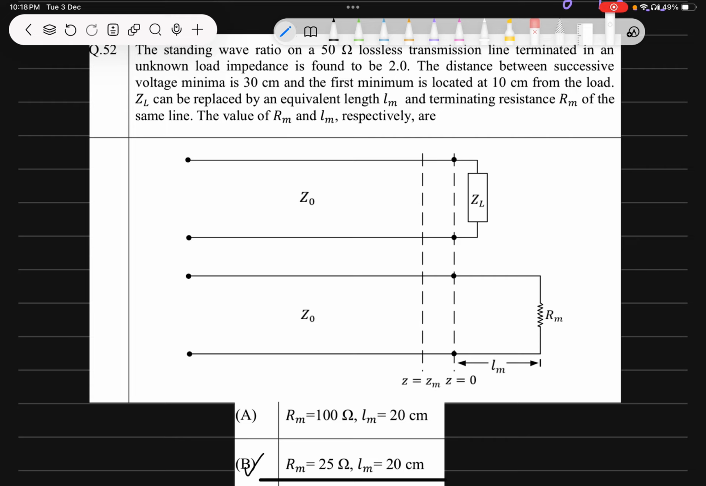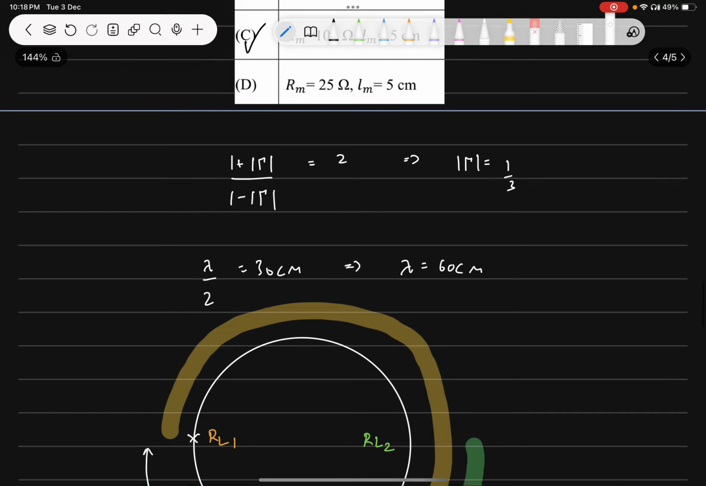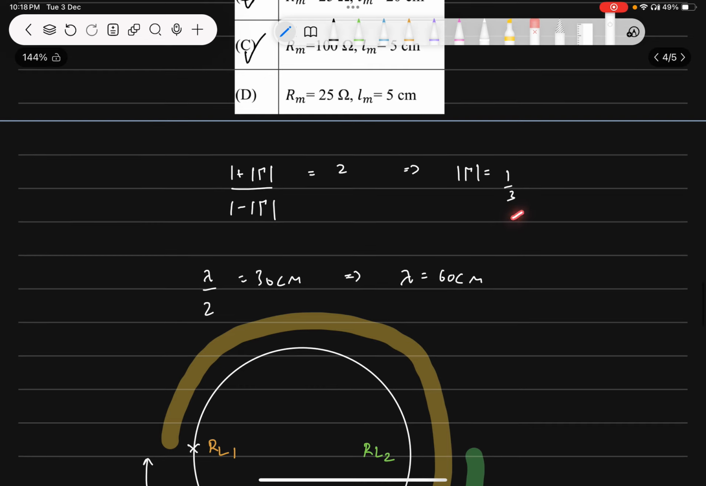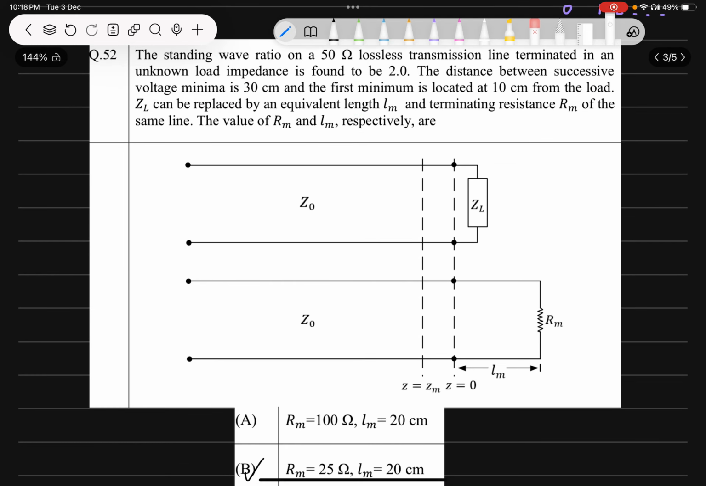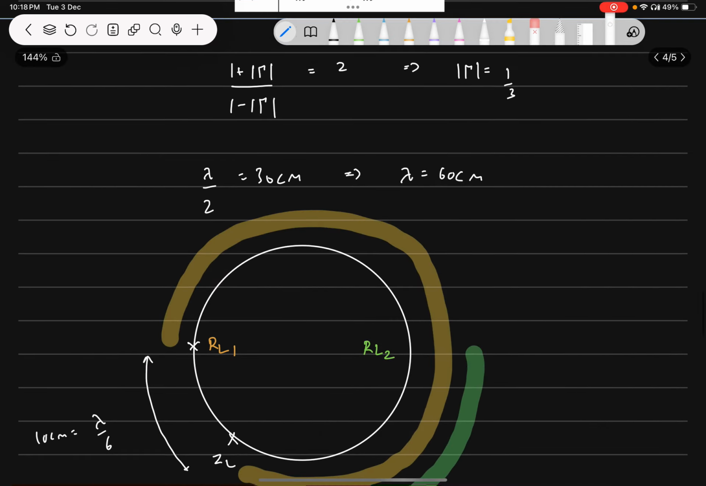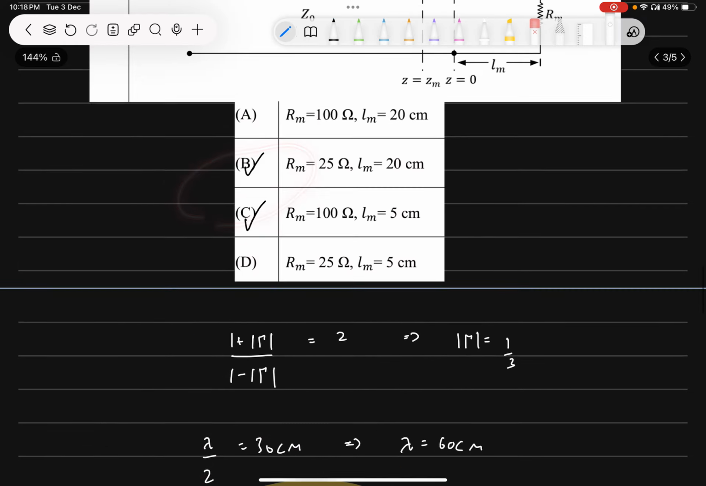It is given that the standing wave ratio is 2 for this apparatus. So we can find the magnitude of the reflection coefficient to be 1 by 3, because the standing wave ratio is (1 plus mod tau) over (1 minus mod tau). The next piece of information is that the distance between successive voltage minimas is 30 centimeters. The distance between successive voltage minimas or maximas is lambda over 2, which is one complete revolution of the Smith chart because it is lambda by 2 periodic. So lambda comes out to be 60 centimeters.